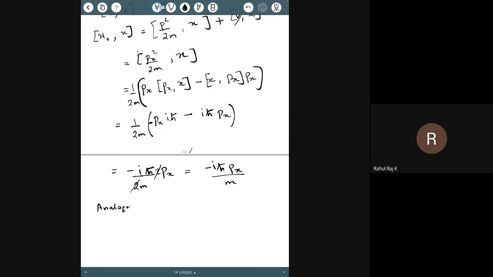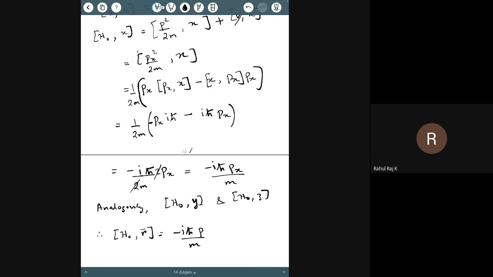So basically, analogously, you can do H0 with y and H0 with z. Therefore, the commutator of H0 with r is equal to minus iħ P by m. So this is the source of the commutator. Okay.